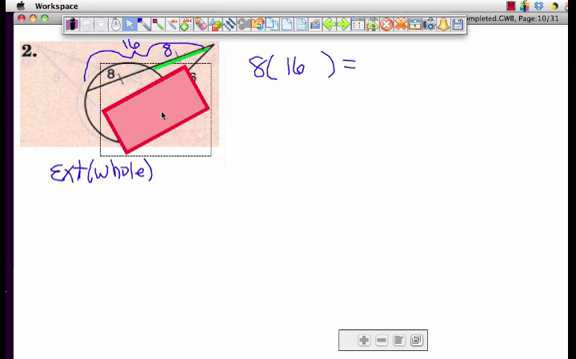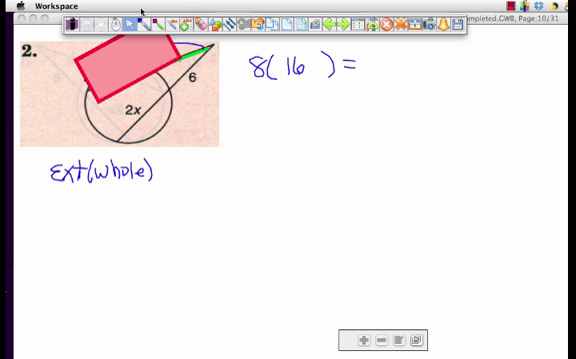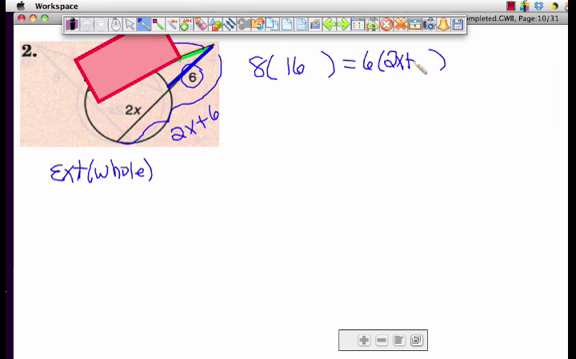The bottom one is still going to be the exterior times the whole. You just have to do it separately. Looking at the bottom one, what is on the outside? The 6 is. This outside piece right here. It's really important to see that we're talking about this piece right here, 6, on the outside. But the whole piece goes all the way from here to here. And as you put that together, it's 2x plus 6.